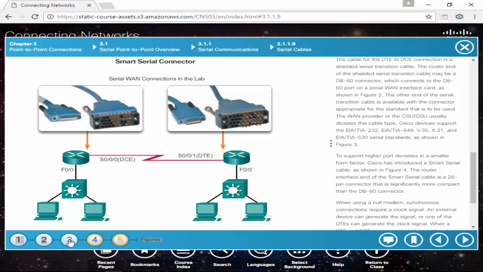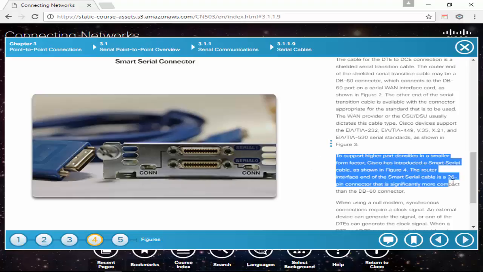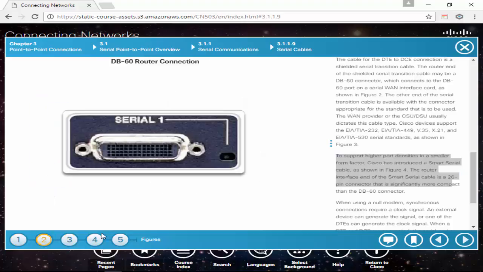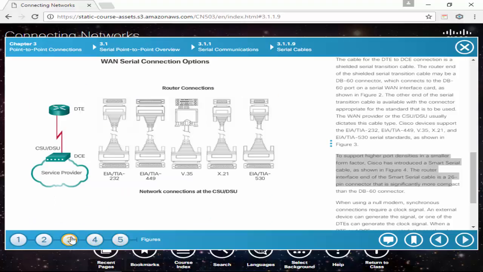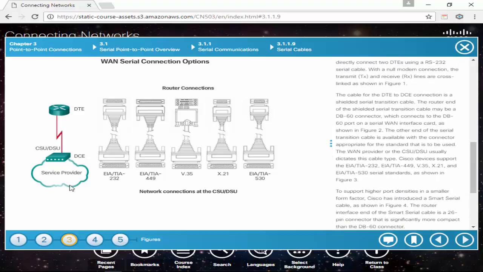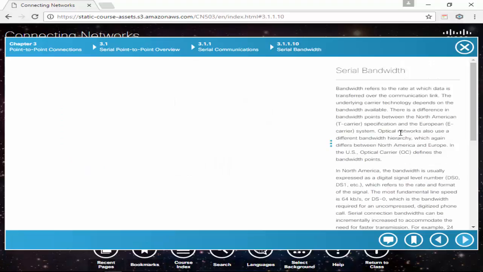This is a smart serial. And if you look here, to support higher port densities, this is a lot smaller than plugging in a bunch of those, which were the big ones. They don't even have any big ones here, but they used to be big. They're in the classroom if you want to see them. Anyhow, great stuff here on the serial.